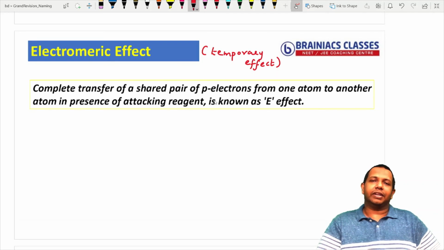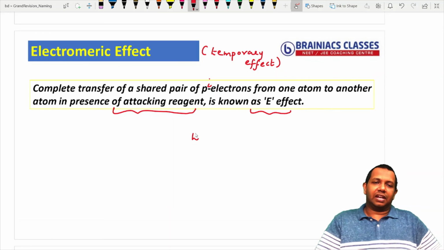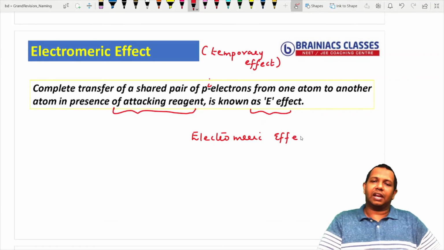So why is it called a temporary effect? Because here the complete transfer of a shared pair of pi electrons, not p electrons, pi electrons, from one atom to another atom takes place, but only in the presence of an attacking reagent. That is the reason why it is called a temporary effect or electromeric effect. You will understand this with the example. Please understand that this electromeric effect will happen only in the presence of an attacking reagent.